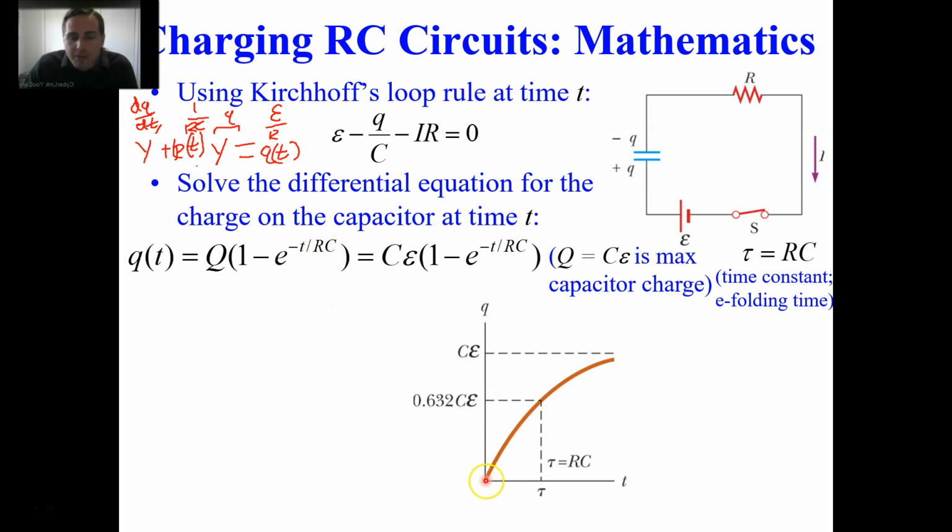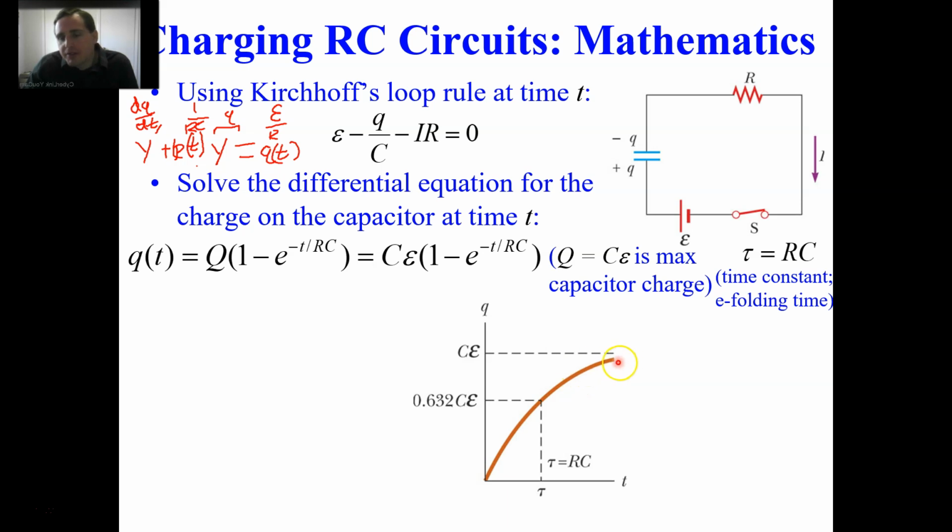Now, if you go 2 time constants, you'll notice that you'll be 1 minus e to the minus 2 power. So 1 minus 1 over e squared. And that should be 2 characteristic times. And those are very well-known numbers, especially in computers and so on.